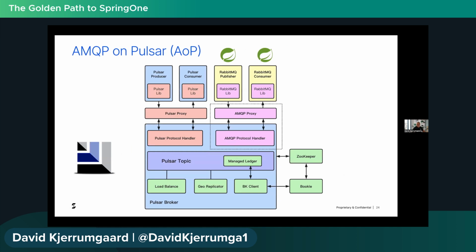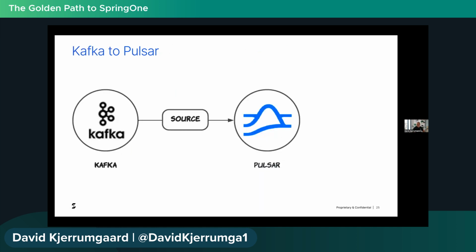AMQP, again, a similar model. So if you have things like RabbitMQ, or you want to use the RabbitMQ library, you can talk directly to Pulsar. Again, it's transparent. It's just a different port, and it's all listening as well.